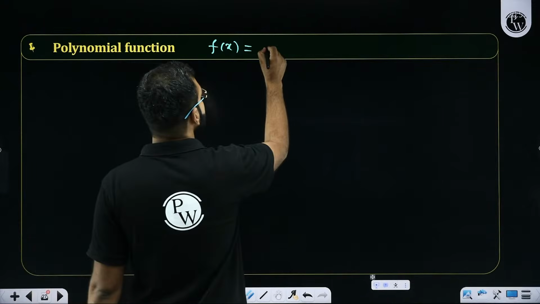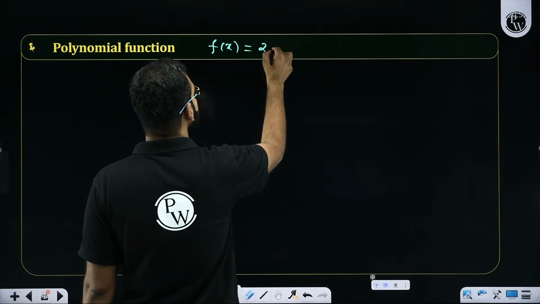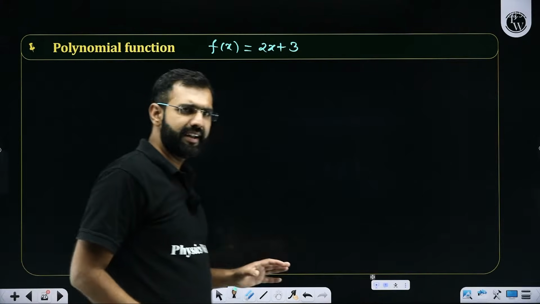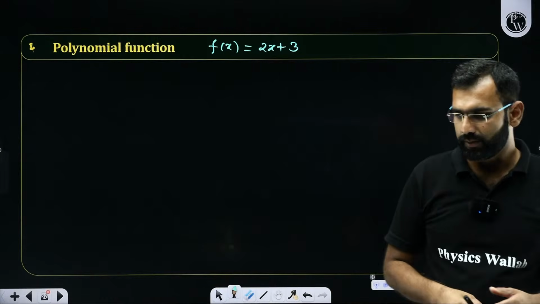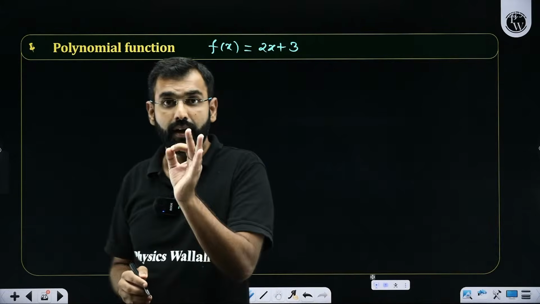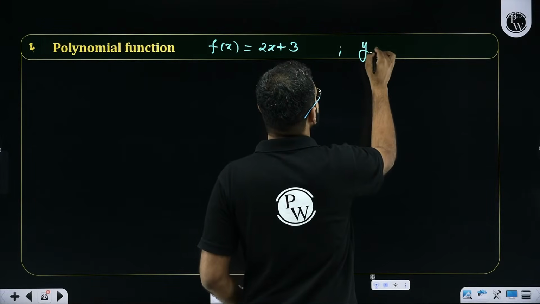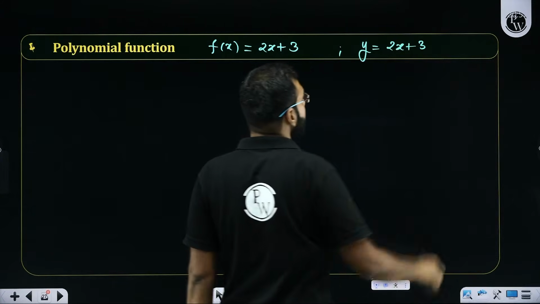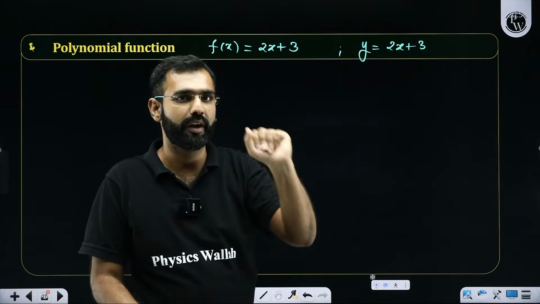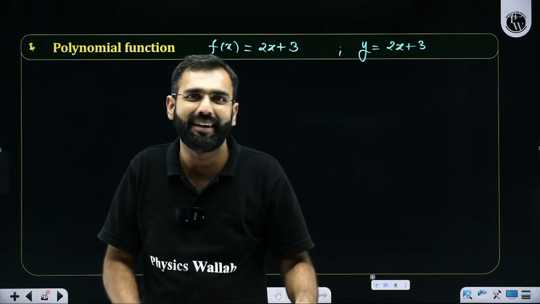Let's say I'm given f(x) = 2x + 3. I'm taking a generic case here. Although we'll be covering it in coordinate geometry, right now I'd like to tell you that f(x) = 2x + 3 is a polynomial of degree 1. And in 10th standard, you must have studied that y = 2x + 3 is clearly a straight line. A linear equation in two variables where variables have power 1 is an equation of a straight line. Yes or no? Do you remember that?